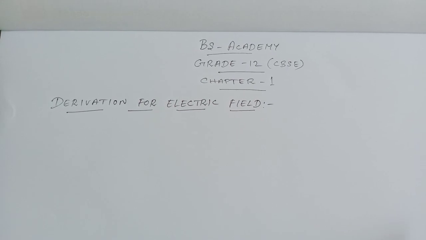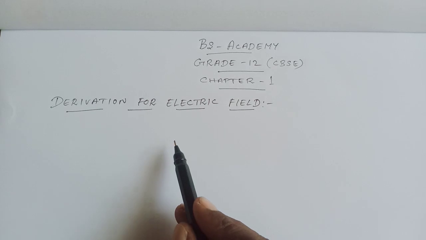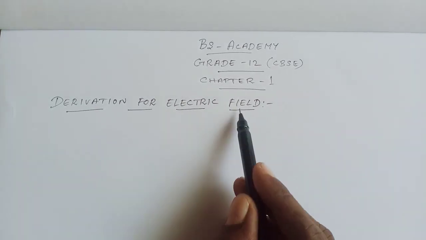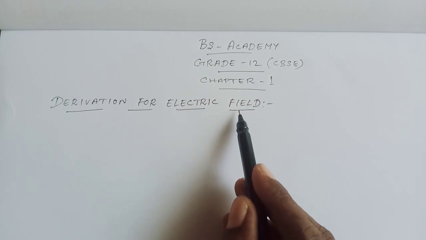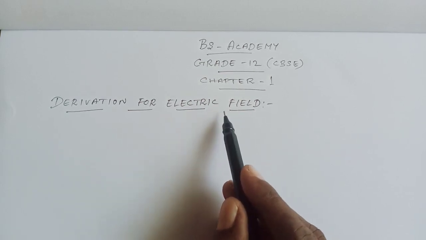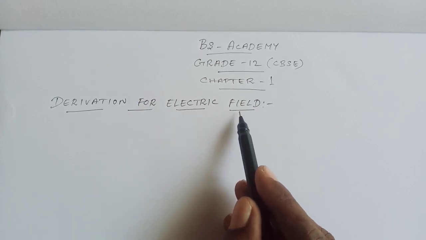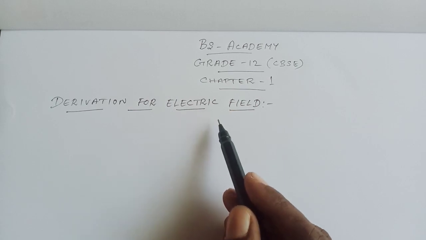We are now discussing chapter 1. Today in this class we are going to discuss the derivation for electric field. In the last class we discussed what is meant by electric field, the direction of the electric field, and how the direction will be for a positive charge and for a negative charge. We have discussed all those things in the last class itself, right?